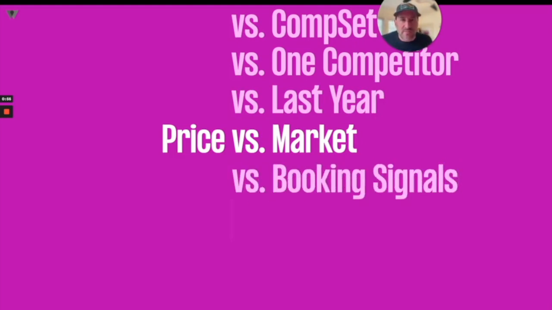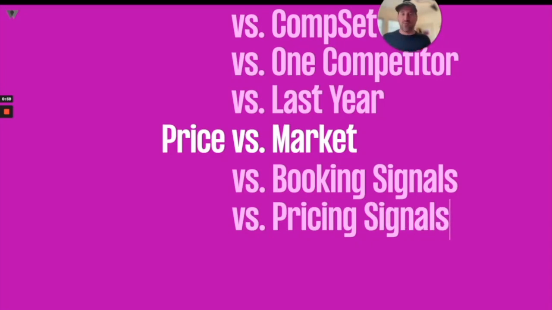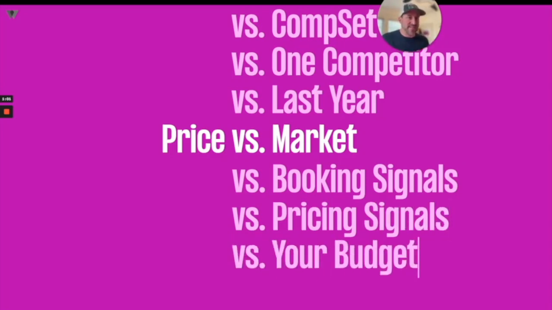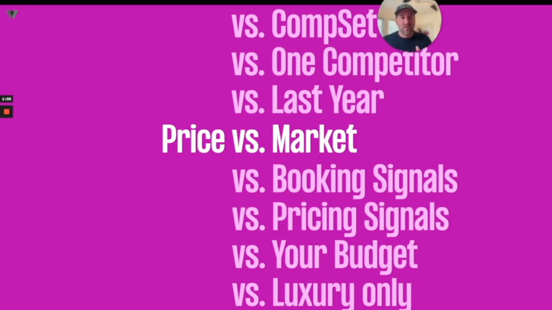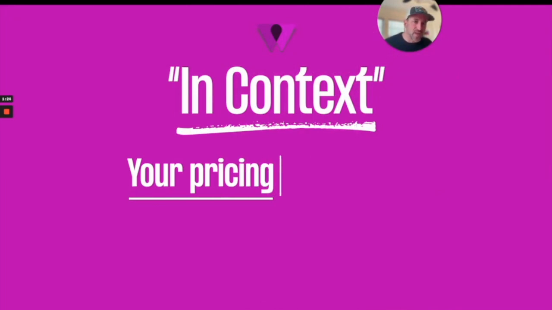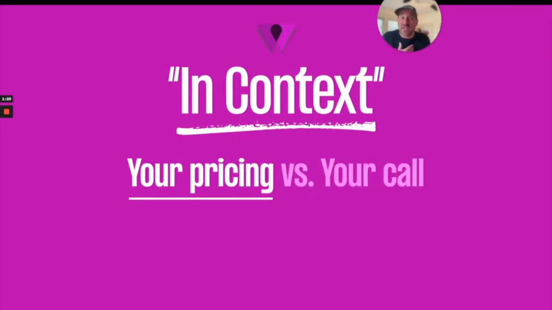Or you might want to price against booking signals in your market. So where are bookings actually occurring? You might want to price against pricing signals. So how are other people priced near you, whether they're your competitors or not? You might want to price against a budget and your performance. So maybe you adjust prices whether you're exceeding or not exceeding your budget. Or you might want to choose a category such as luxury and just price against that. And guess what? We agree these are all rational strategies. So, In Context is really your pricing, whatever strategy you want, versus your call.